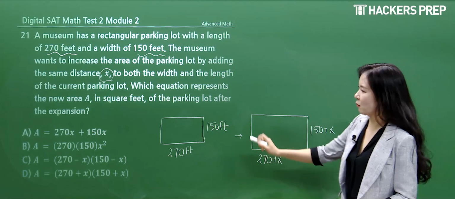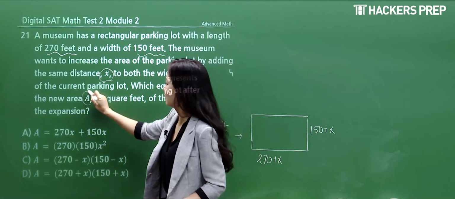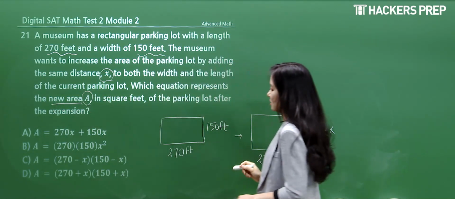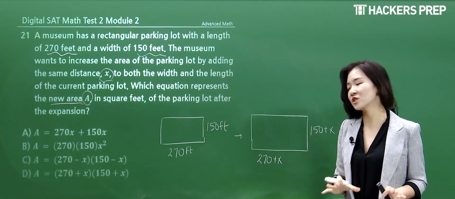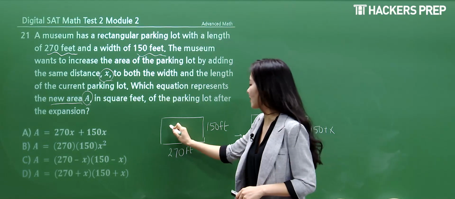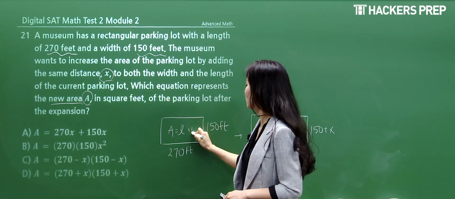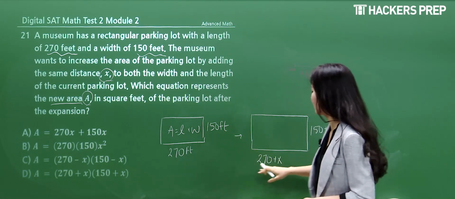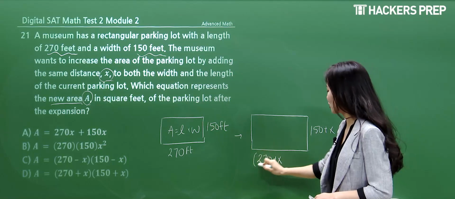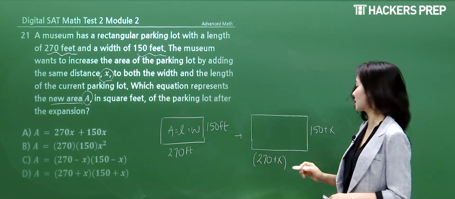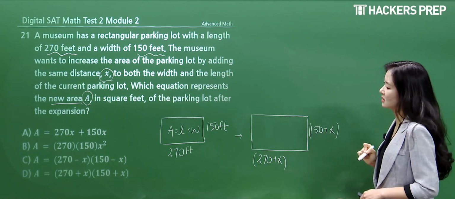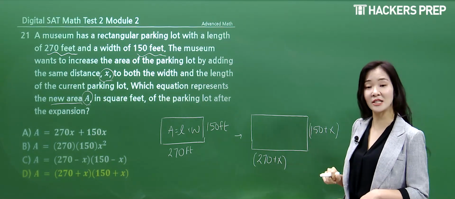Now they're asking for the new area A in square feet. Remember the formula for the area of a rectangle is the product of length times width. So simply the length times the width. So we would actually multiply 270 plus x and 150 plus x. And that would give us the answer D.